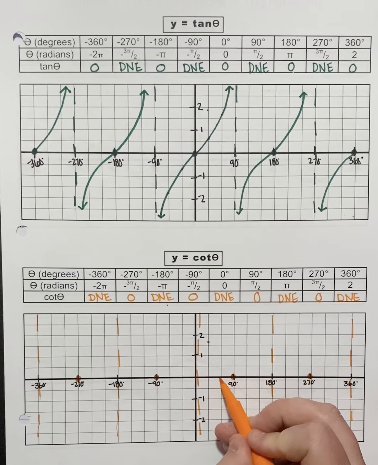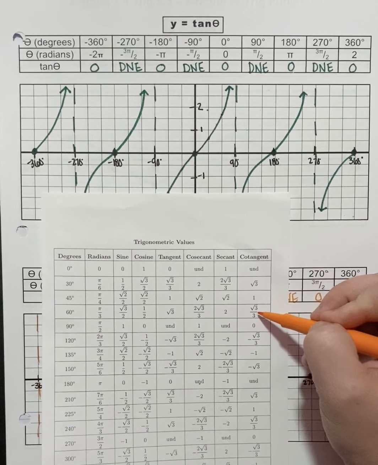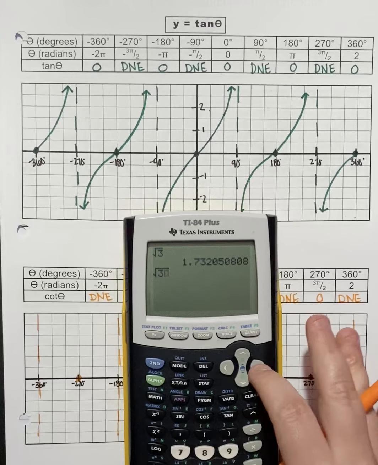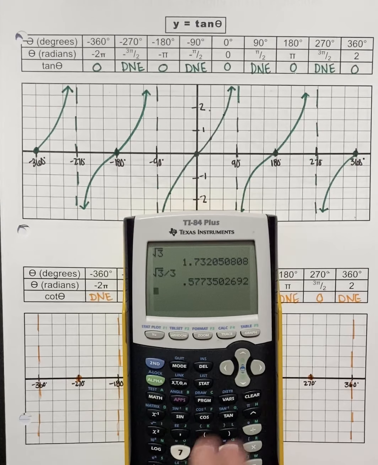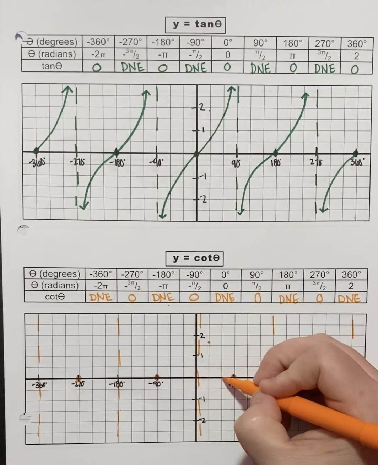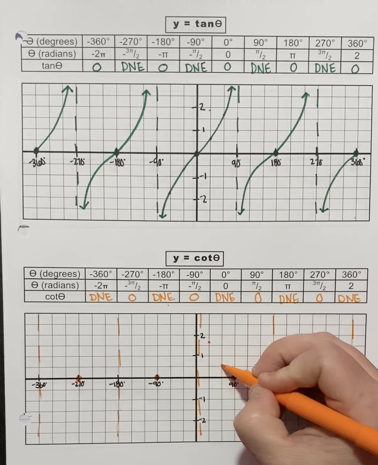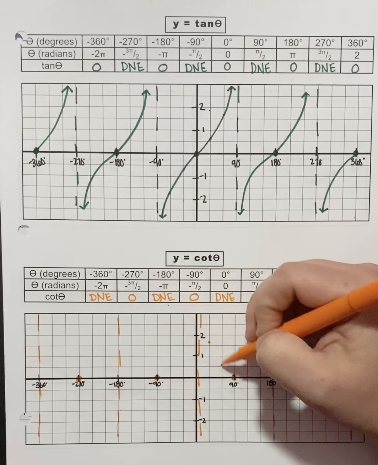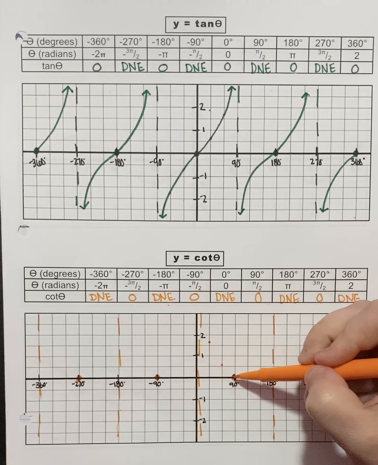All right, next we're going to look at 60 degrees. The cotangent of 60 degrees is the square root of 3 over 3. The square root of 3 divided by 3 was 0.6. So at 60 degrees, it's going to be about 0.6. Remember, this is 0.5, so just a little bit up there. So this is half a parabola that opens up, if you can see that. All right, so this is 30, 60, 90.